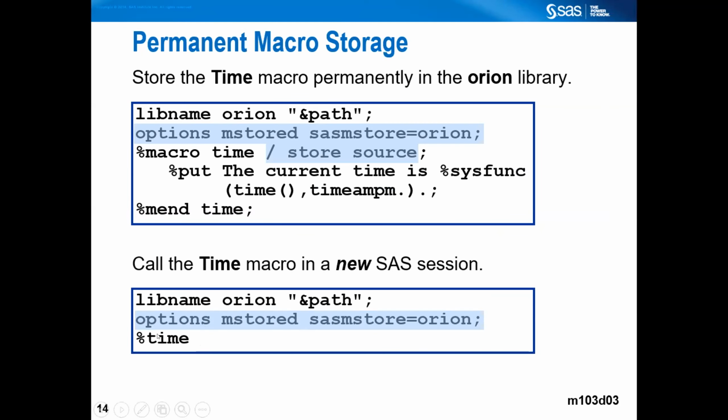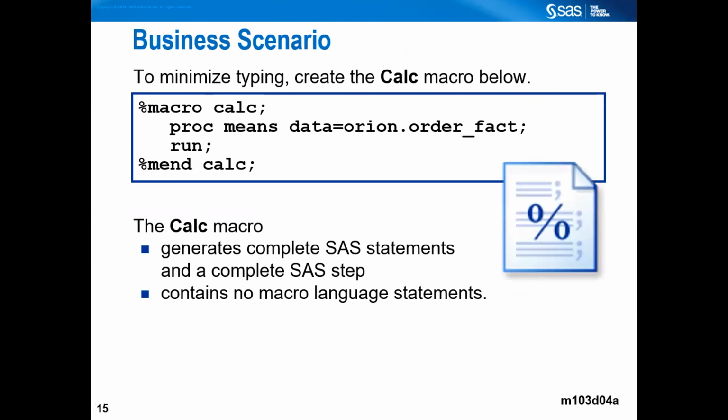So this part is called automation. Okay, and this is your macro definition. All fine? Yes. Okay. So now let's understand the same with a business scenario.